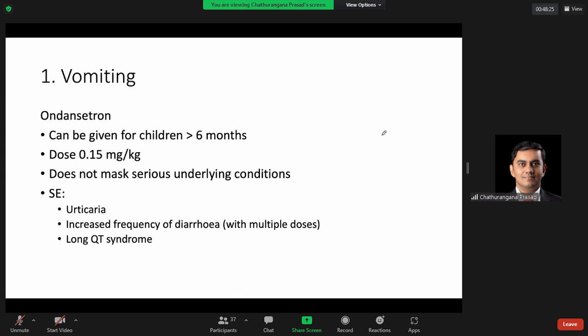Right. So domperidone can be given for children who are more than 6 months. You don't need to remember the dose. You can just refer to the BNF. But the problem with ondansetron is that it is not something that we give regularly.